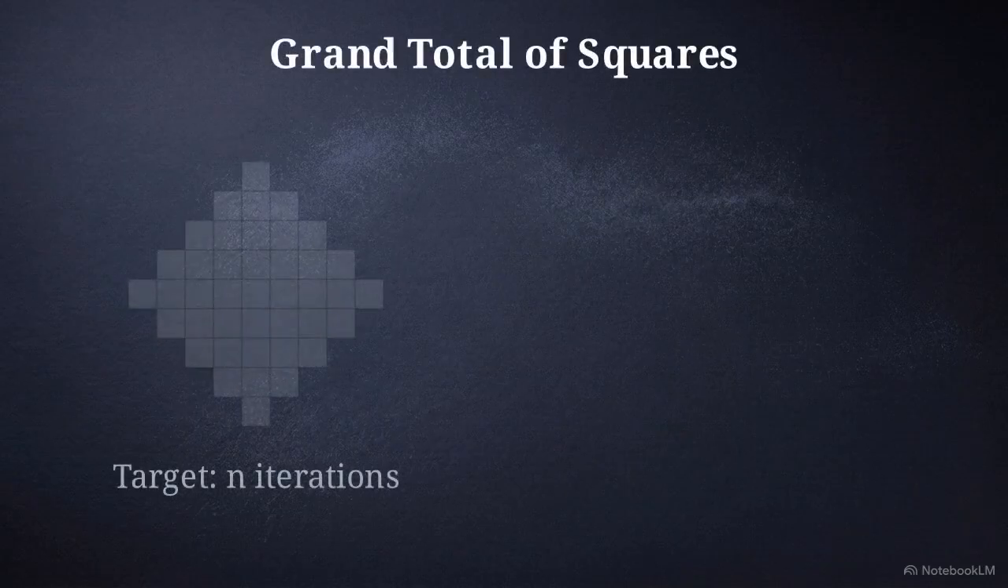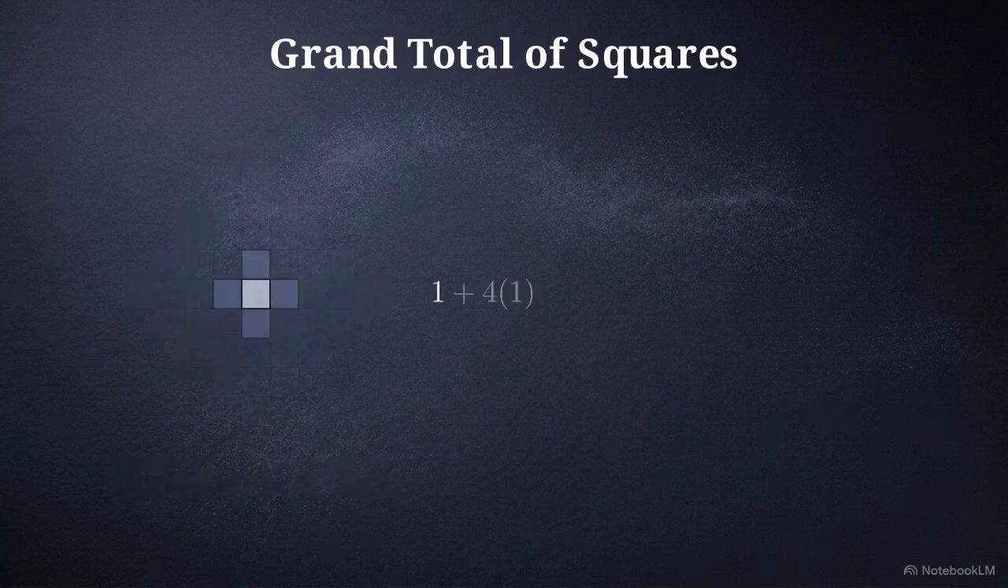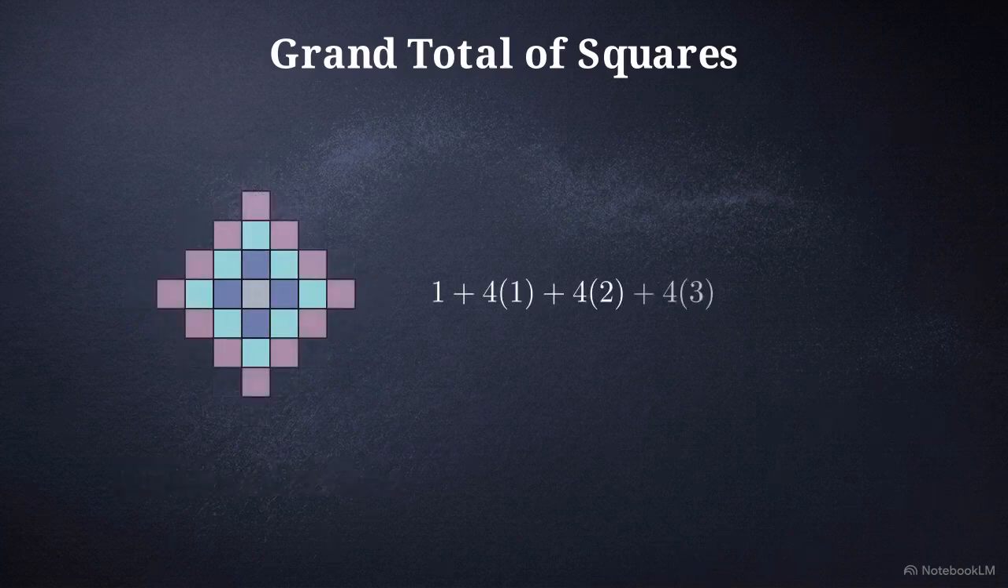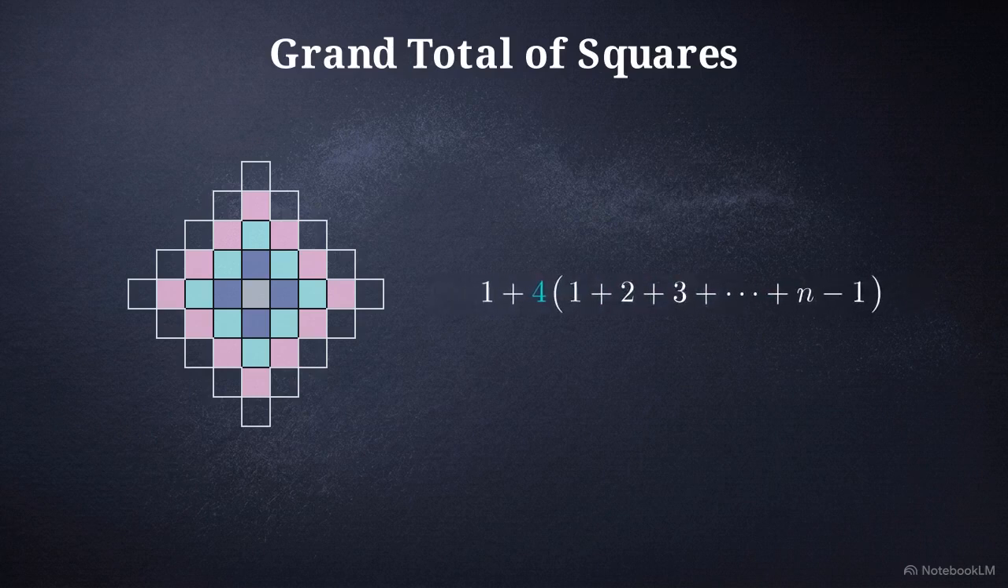Now, we need to figure out the grand total of all the unit squares combined across a target number of iterations, which we'll call n. We start with our original center square and then add up every outer layer we've built. Look closely at the sequence we just generated. After that initial center square, every subsequent term contains this recurring multiplier of 4. We can simplify the series by extracting that 4. We pull it outside a set of parentheses, leaving behind a clean string of ascending digits.